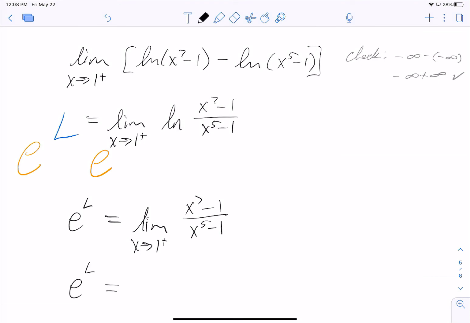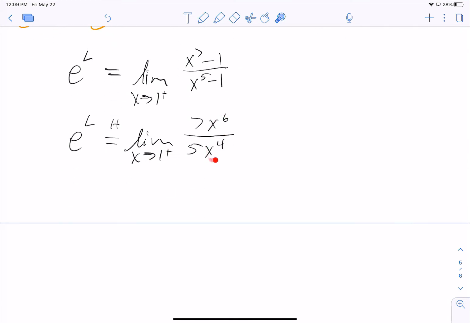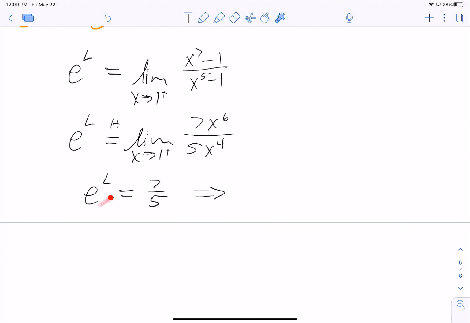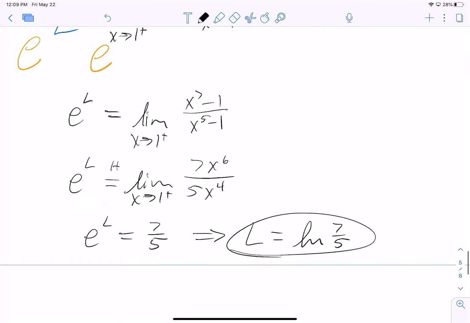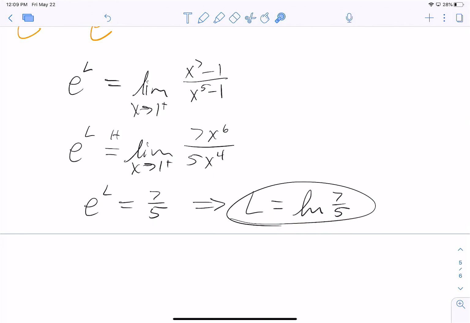Well, e to the L in this case, applying L'Hopital's rule, will be the limit as x approaches 1 from the positive side of 7x to the 6th divided by 5x to the 4th. Directly substituting 1 in place of x is going to give me that e to the L is equal to 7 over 5. Now, dealing with the fact that we have e to the L on the left-hand side, if we apply the natural log to both sides, we end up with L is equal to the natural log of 7/5. That's our answer. So in this case, infinity minus infinity turns out to be the natural log of 7/5. Who would have guessed?